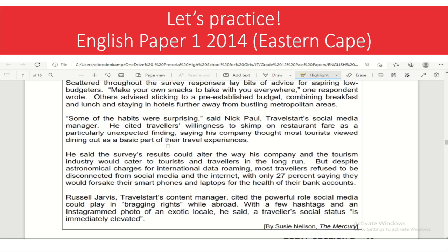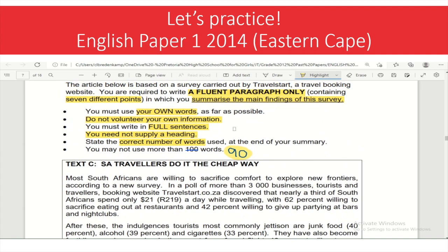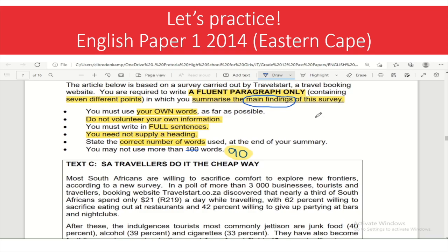Okay, so there's a lot of information in the summary that is irrelevant to the question that we need to cover. We need to summarize the main findings in the survey. So what's a finding? Grade 11s, this is facts, things that they have found out in the survey and put into this article.